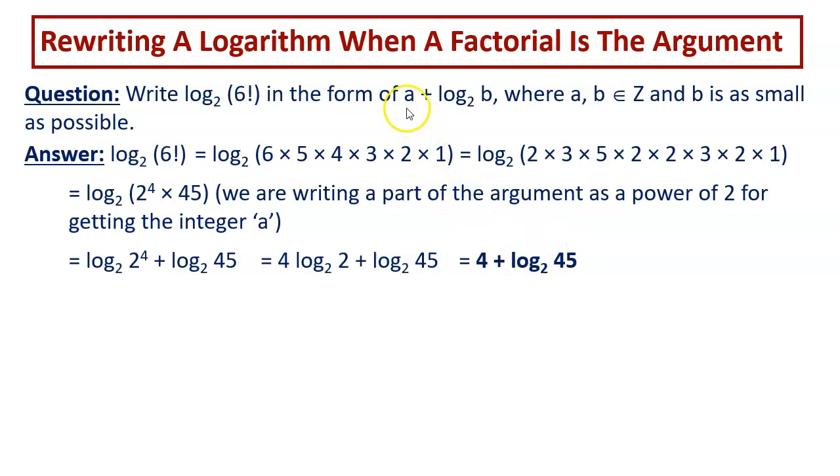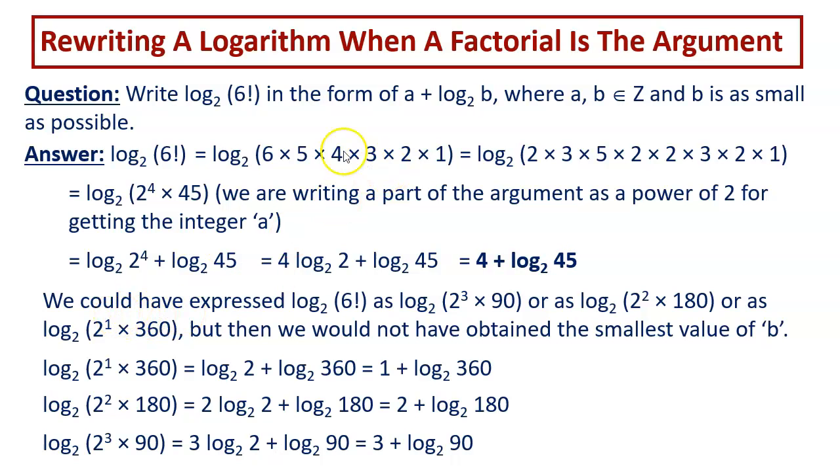A equal to 4, fine. It is an integer, 4 is an integer, no problem with that. And b is 45, even 45 is an integer. We can take 45 as b. But they are saying b should be as small as possible. Is this the smallest value of b? We have to be certain about that. Is this the smallest value of b? Let us check.